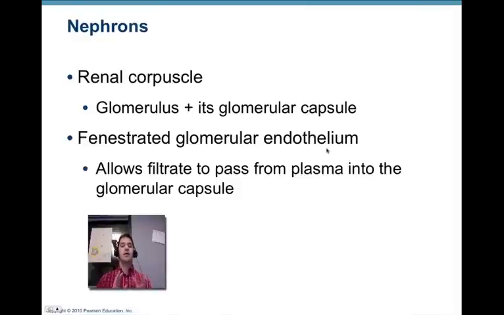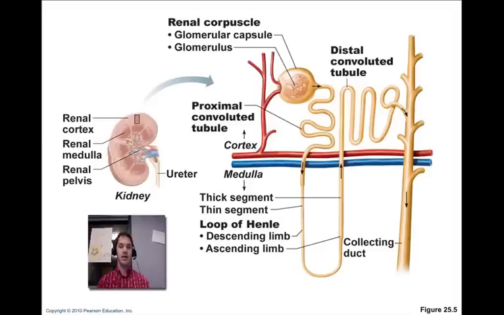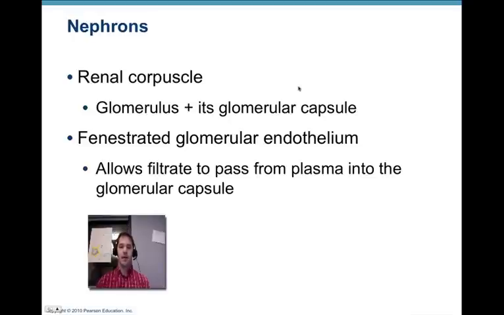Some terms. The renal corpuscle is the glomerulus and its glomerular capsule. So this whole thing, arterioles included, is the renal corpuscle. And the fenestrated glomerular endothelium is the walls of the glomerulus. The walls of those capillaries have holes in them, or fenestrations. Fenestrations basically mean windows. And those holes allow filtrate to pass from blood plasma into the glomerular capsule.